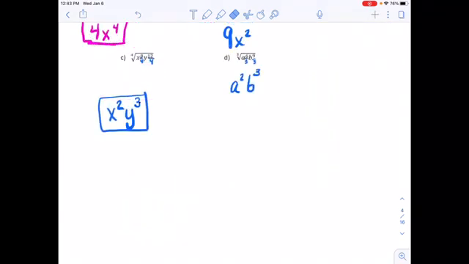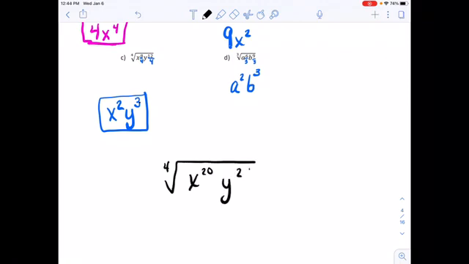Okay, last thing. Say this time we are finding the fourth root of x to the 20th, y to the 28th. Something special happens when you have an even root, such as 4, 2, 6. And we will see what happens here. I also missed it on part C, so we'll take a look at that one. We have to edit it a little bit.